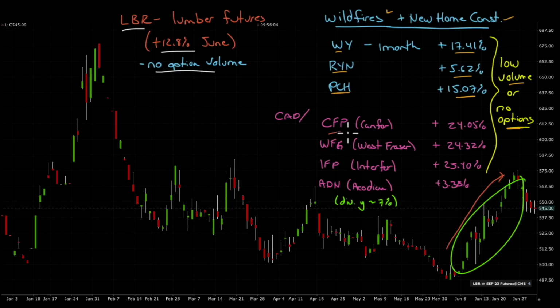On the Canadian side, Canfor, West Fraser, and Interfor all up pretty much 25% because, well, we're on fire. Acadian only up about 4%, but they have a 7% dividend yield. So if you're looking for a nice little place just to hang out with very low volatility, it's got some price gain with a good dividend yield. You're getting 7% there, but still you're missing out on the big runs from the big timber producers and timber mills.